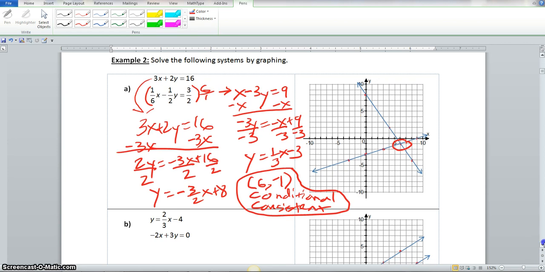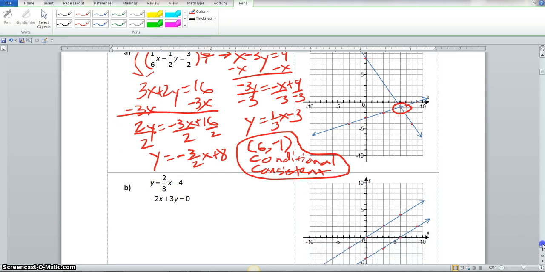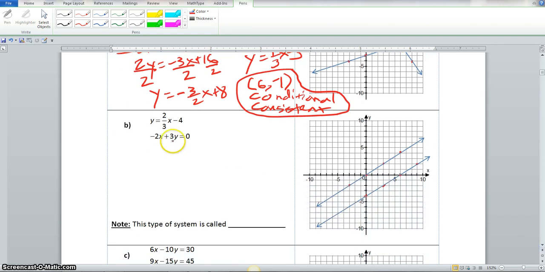Now, we scroll down here to B. Now with B here, we already have one equation set up in slope-intercept form. So we want to do the other equation. So we add 2x on both sides. We have 3y is equal to 2x. Divide each side by 3. And y is equal to 2/3 x.